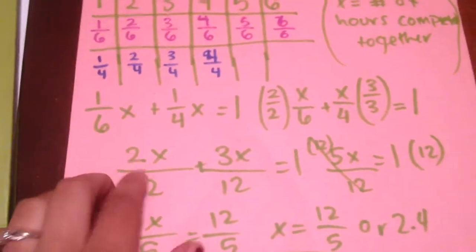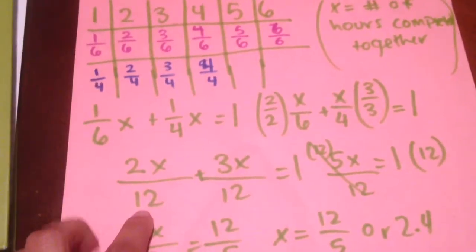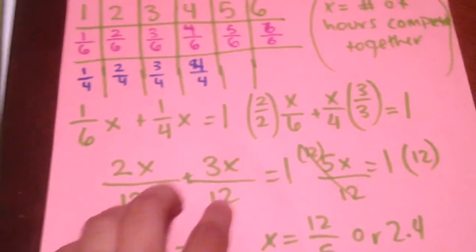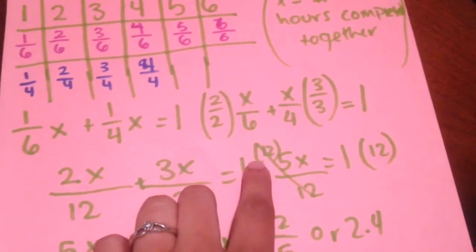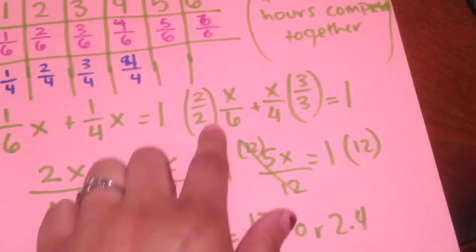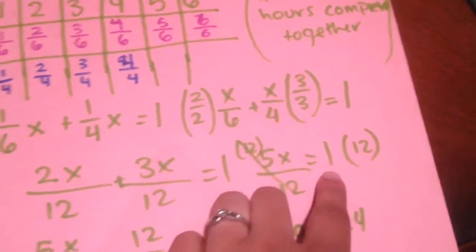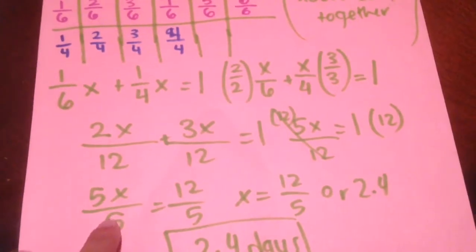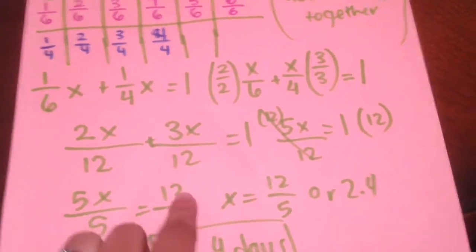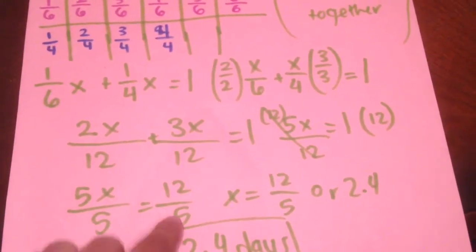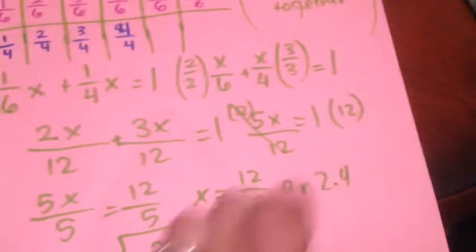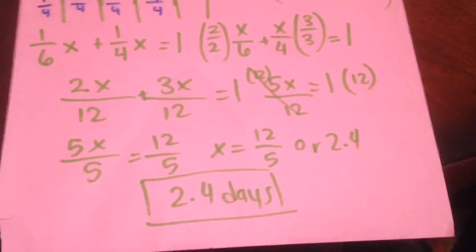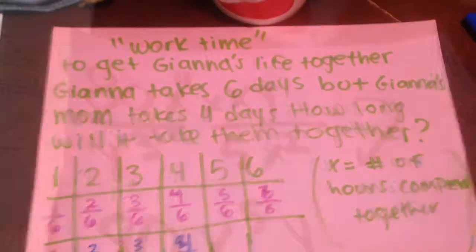And then we come here, and it's going to be 2x over 12, and 3x over 12 equals 1. Then when we put them together, we can actually multiply this by 12 each, and then we can cross this out, multiply this by 12, get 5x over 5, because we're going to divide now because we have 12 and 5x. Divide this as well. 5x then equals 12 over 5, or 2.4, which means that it takes 2.4 days to get Gianna's life together.